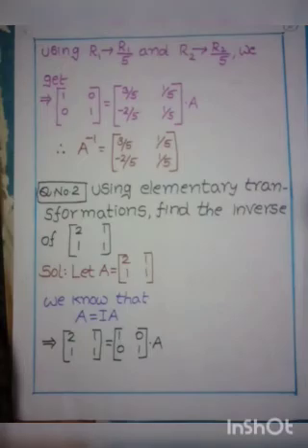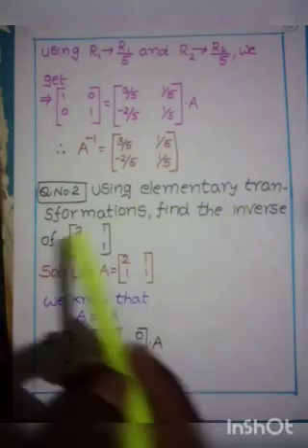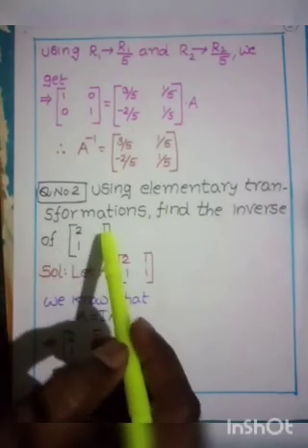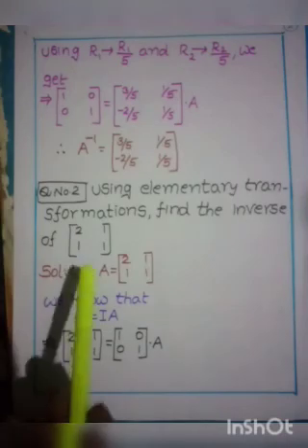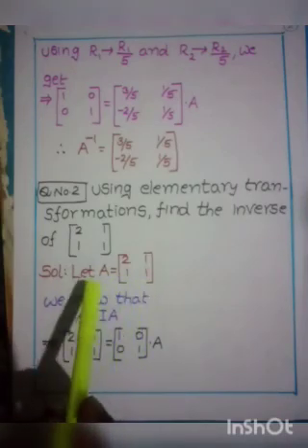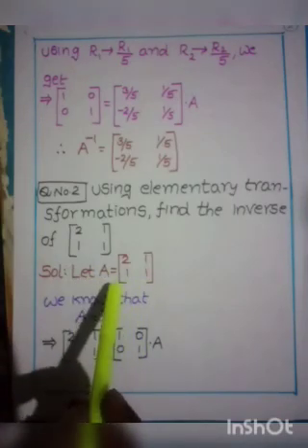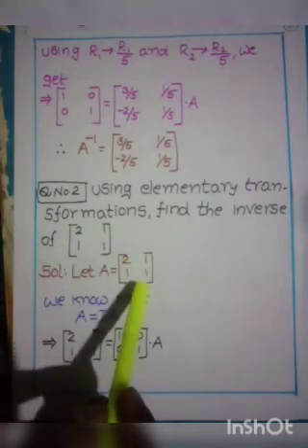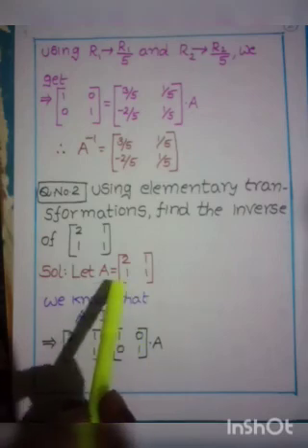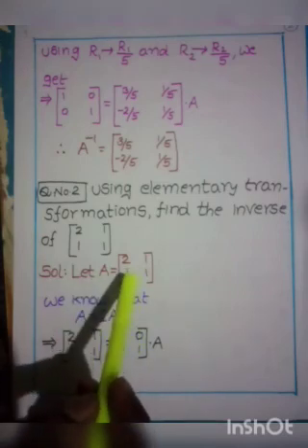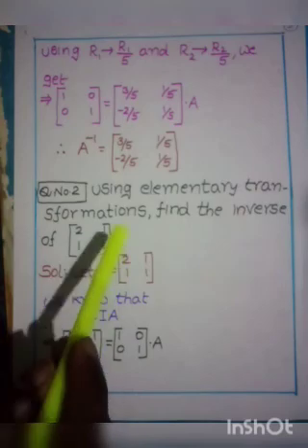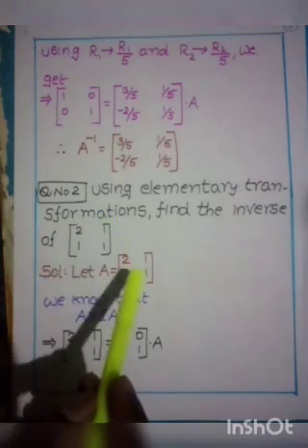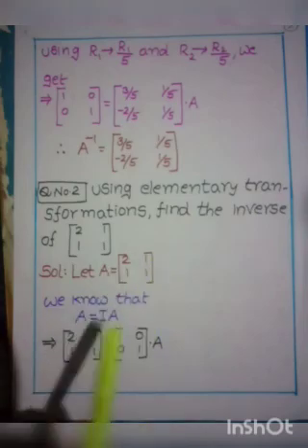Now come to question number 2. Using elementary transformations, find the inverse of the matrix 2 1 1 1. Okay, my dear children. First of all, we assume the given matrix is A. So A is equal to the matrix 2 1 1 1. I told you already, first of all we have to assume that the given matrix is A, because the given matrix is not denoted by any letter.